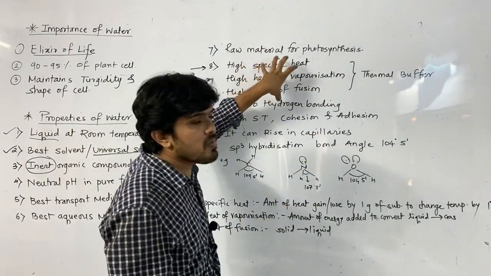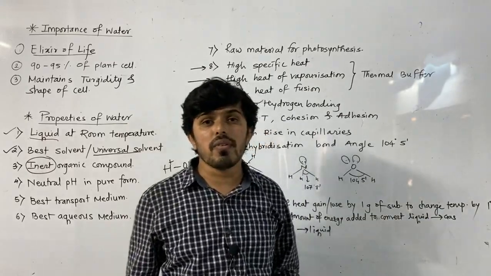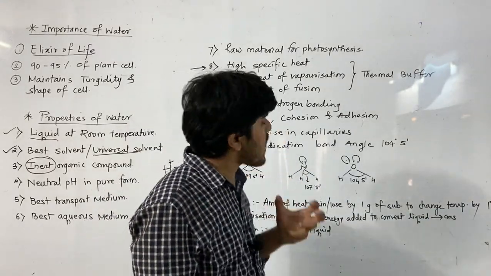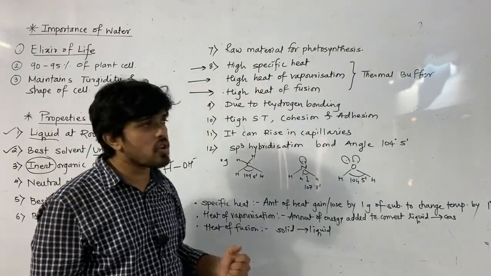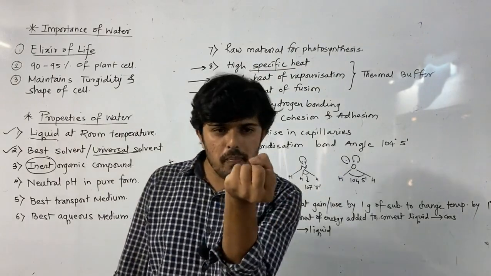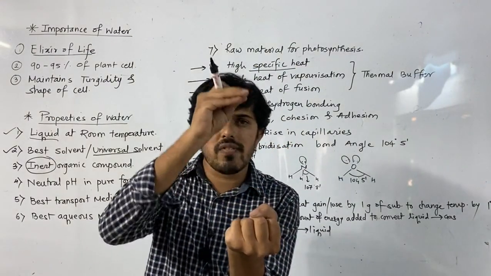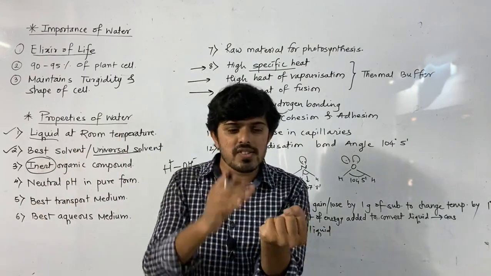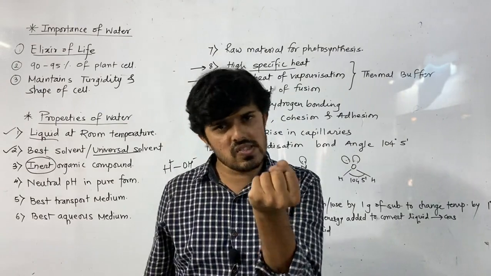Due to these three terms, water has high values and is considered a thermal buffer. Now, what is this high specific heat, or high heat of vaporization or fusion? See, high specific heat. Suppose this is a compound, my hand is a compound. At room temperature, suppose the temperature of this substance is 40 degrees Celsius.